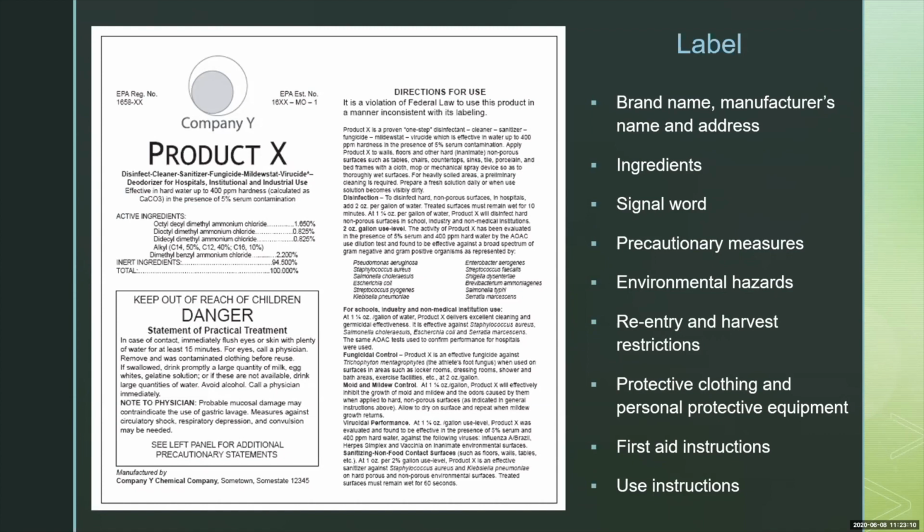Protective clothing such as long sleeve shirt, long pants, shoes, and socks might be listed on the label, or personal protective equipment might be as well, such as gloves, eye protection, or respiratory protection. There's also first aid instructions should somebody become exposed to pesticides, and information on how to use it correctly.